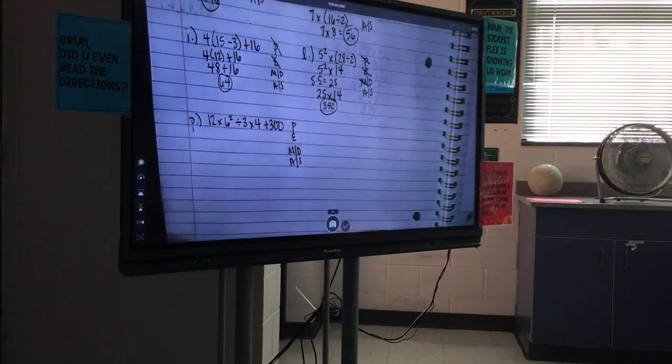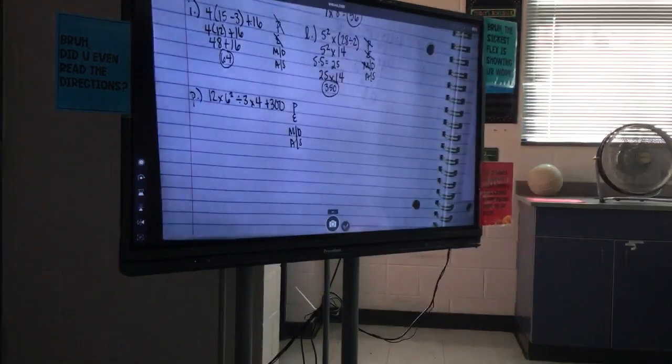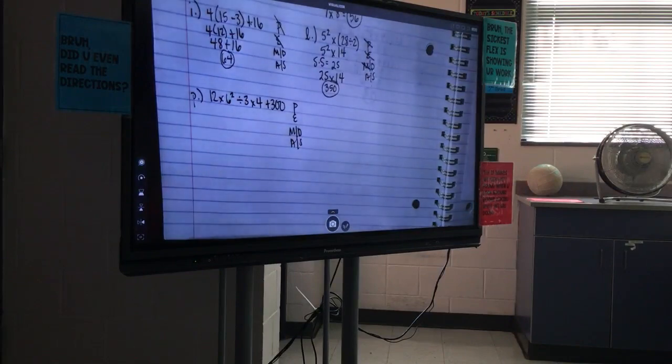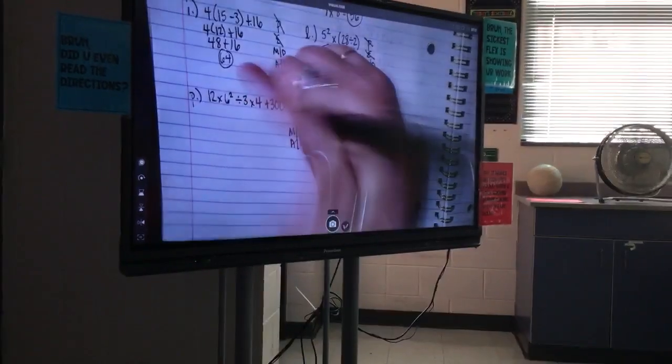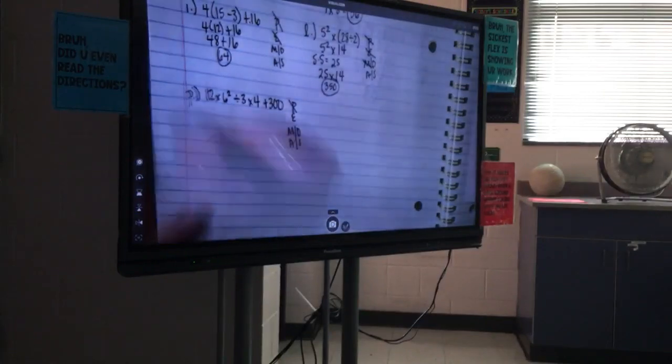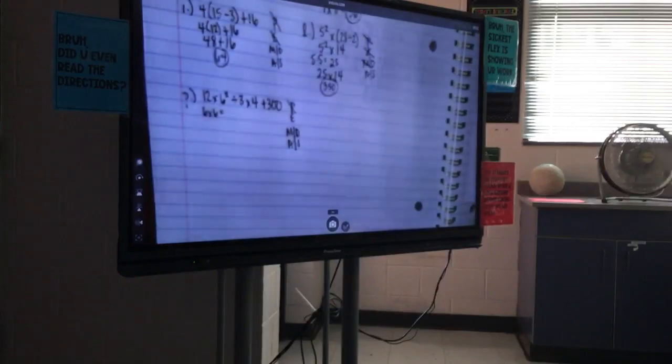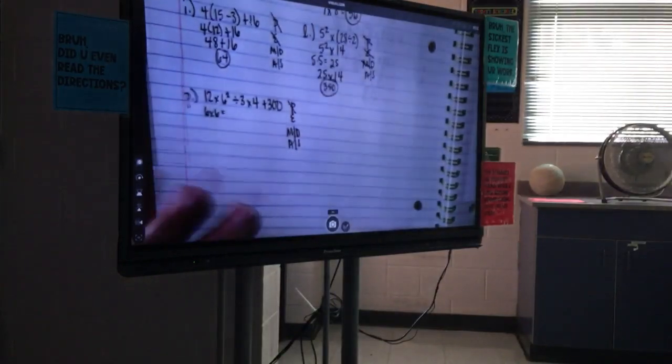All right, so there's a lot going on in this problem. So we're looking for parentheses first. Raise your hand and tell me, do we have parentheses? Alex? Mm-mm. All right, do we have exponents? We do have exponents, so we're gonna do 6 times 6. Raise your hand and tell me, what does that equal? Zachary? 36.